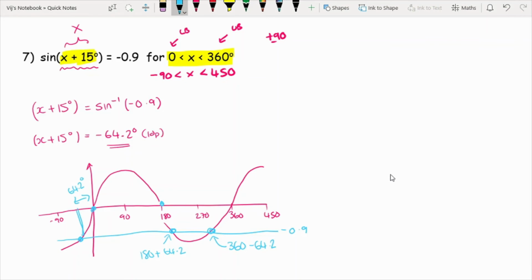So from the angles, what I've got is x plus 15 equals minus 64.2. The second angle is going to give me 244.2, and the third angle is at 295.8.